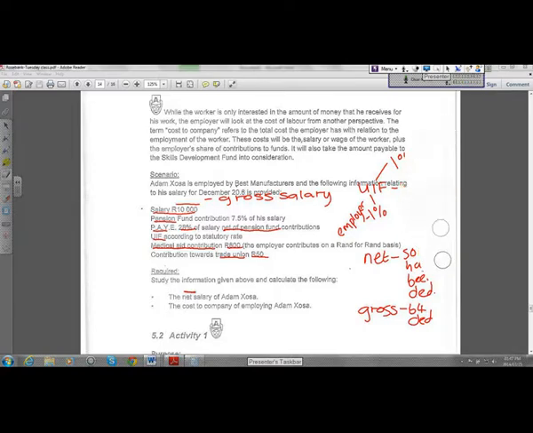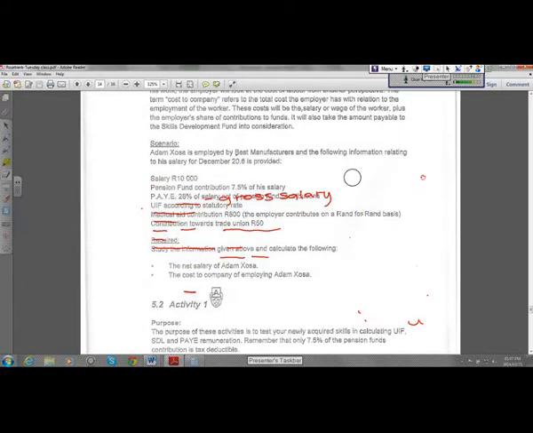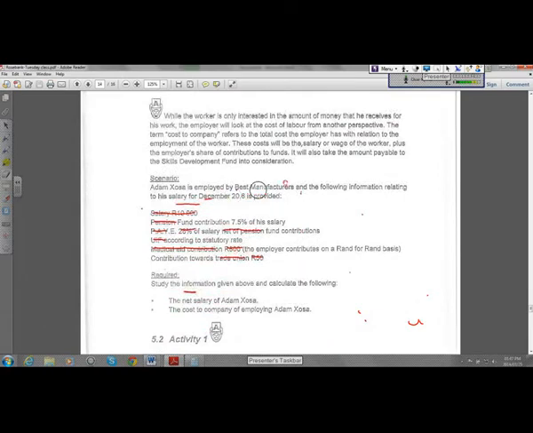All right, so what we're going to do now is see how profit is determined. We're going to look at how profit is determined in a company.